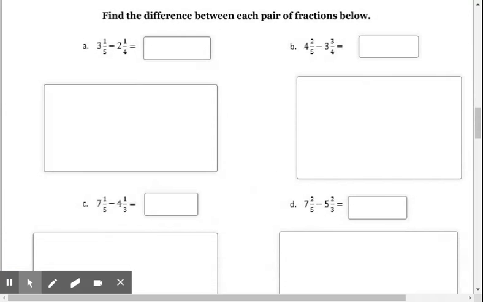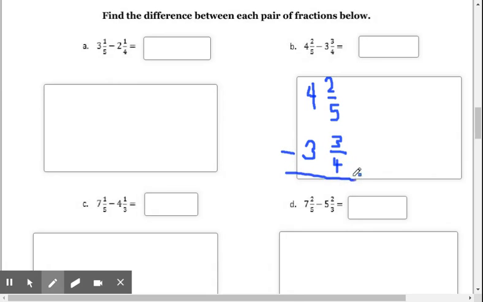All right, so we're going to do one without the triangle method and one with the triangle method. So we're going to do this one without the triangle method. So we're on subtraction B, 4 2/5 and 3 3/4.